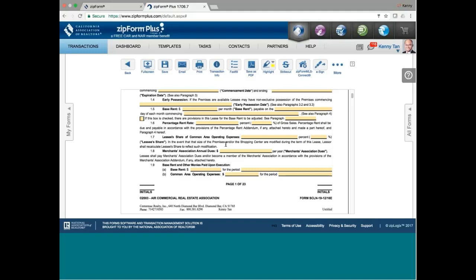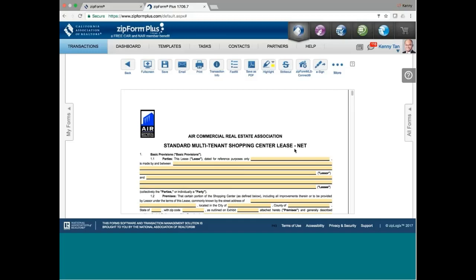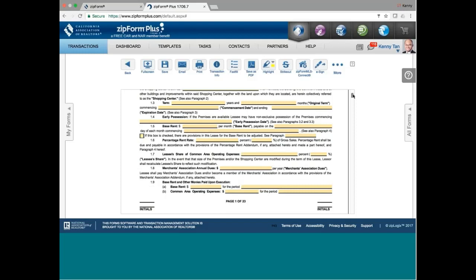And then here it tells you this percentage rent rate is actually in addition. This 1.6 and 1.7 as well as 1.8, all three items are in addition to the base rent because it is a net lease. You can see it's a net lease. So 1.6, 1.7, and 1.8 are in addition to the base rent that the tenant is paying. So you got the percentage rent, and then you got the common area operating expense.